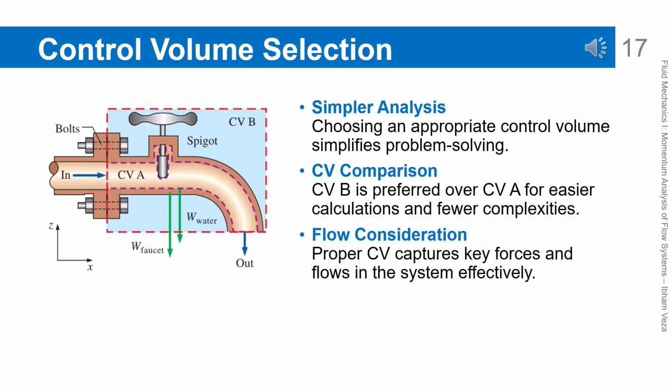Control volume selection. Choosing an appropriate control volume can greatly simplify the calculation process. Two different control volume choices can lead to very different levels of analysis complexity. A good control volume usually minimizes the number of unknown forces. In addition, the boundaries should cut the flow where velocity profiles are simple. This strategy makes the momentum equation easier to apply.